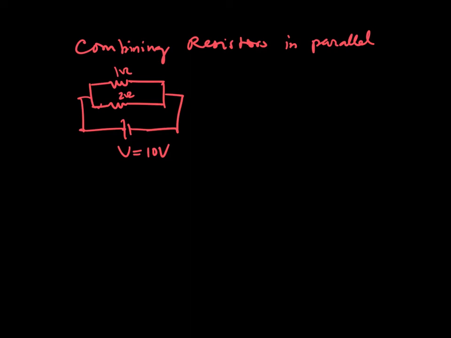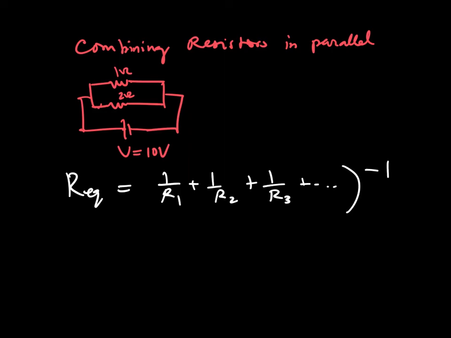So the formula for combining resistors in parallel is Req equals 1 over R1 plus 1 over R2 plus 1 over R3 to the power minus 1. So you add the reciprocals of the resistors and then take the reciprocal of the sum. Okay, so in this case we have just 2 resistors, so we're going to apply the equation up to R2.